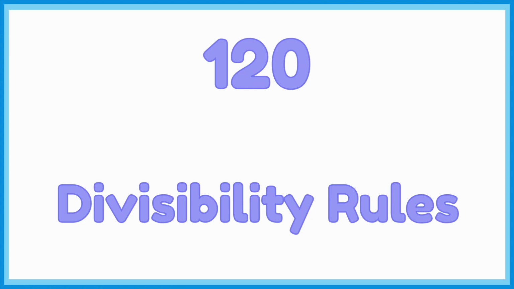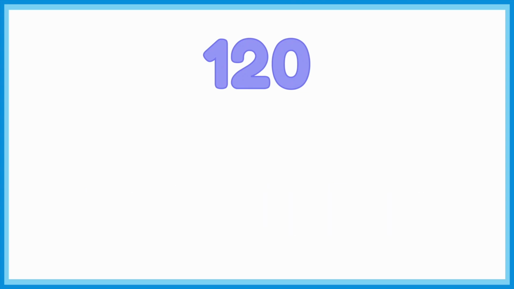But sometimes we have bigger numbers and we don't have pictures. Did you know that there are some divisibility rules that can help us figure out different ways we can divide numbers? Today we will learn about them. Let's get started. Let's think about the number 120. How can we divide this number into smaller groups? We can use divisibility rules to help us.